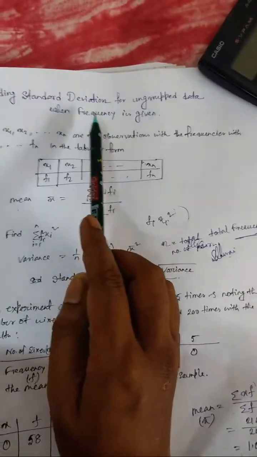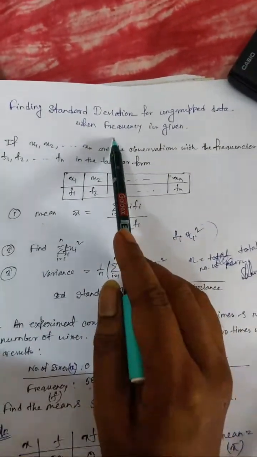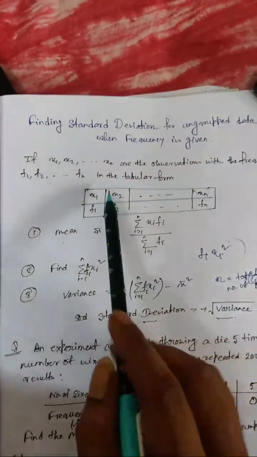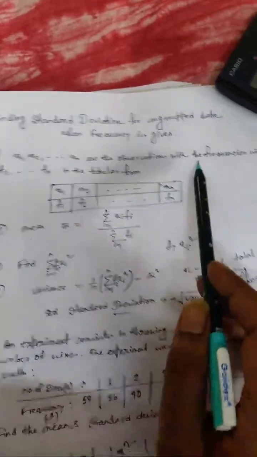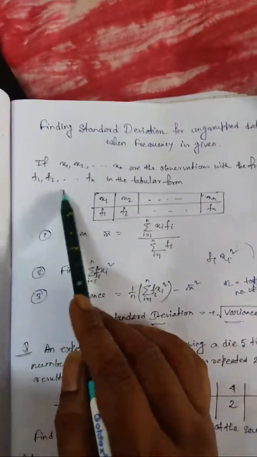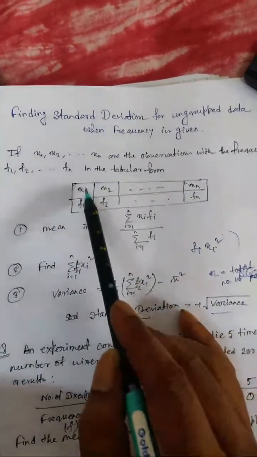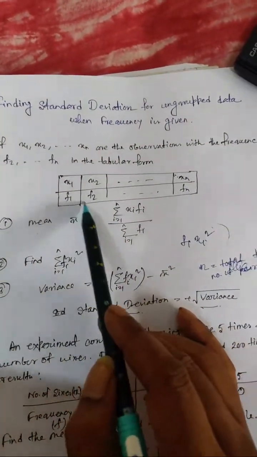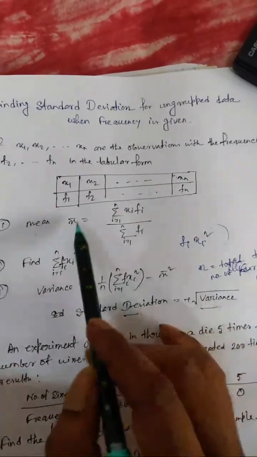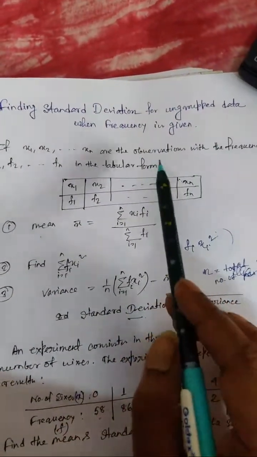Find the standard deviation for ungrouped data when frequency is given. So here, if we consider that x1, x2, ..., xn are the observations with the frequencies f1, f2, ..., fn in tabular form, there are n observations and the corresponding frequencies f1, f2, ..., fn. So how can we find the standard deviation of this data?